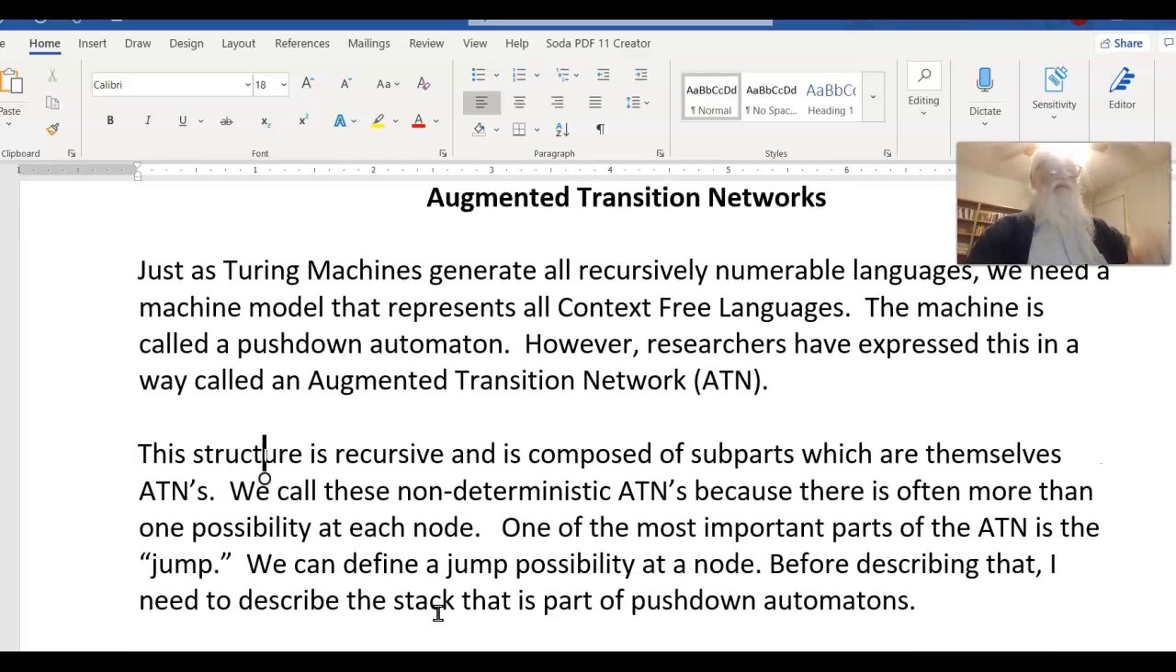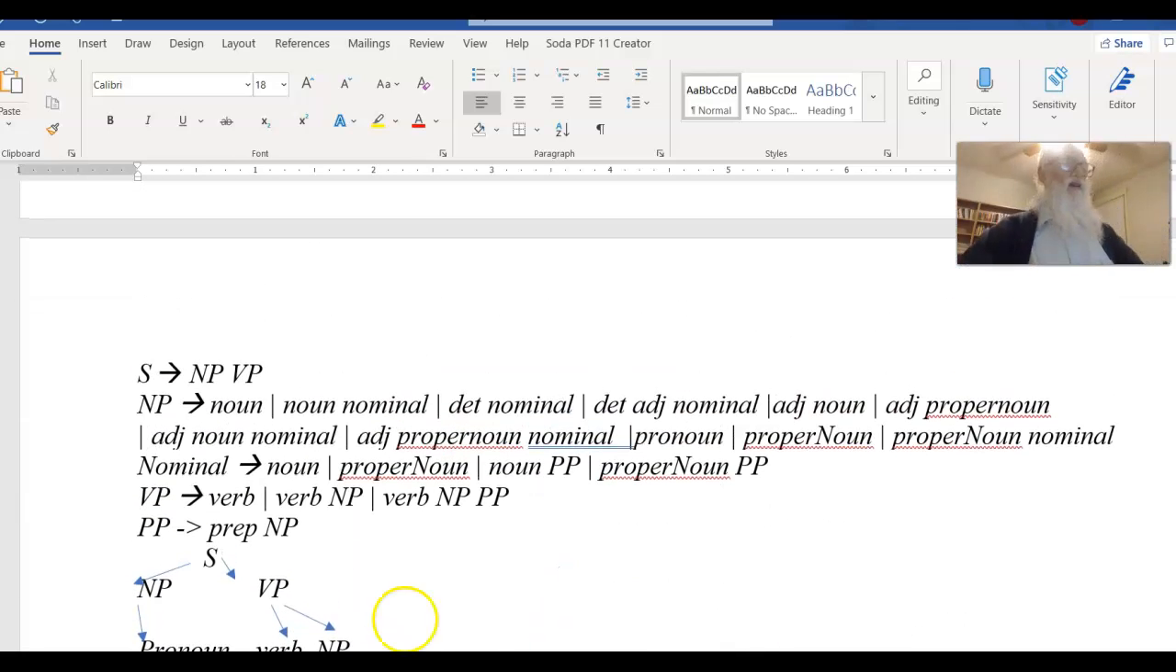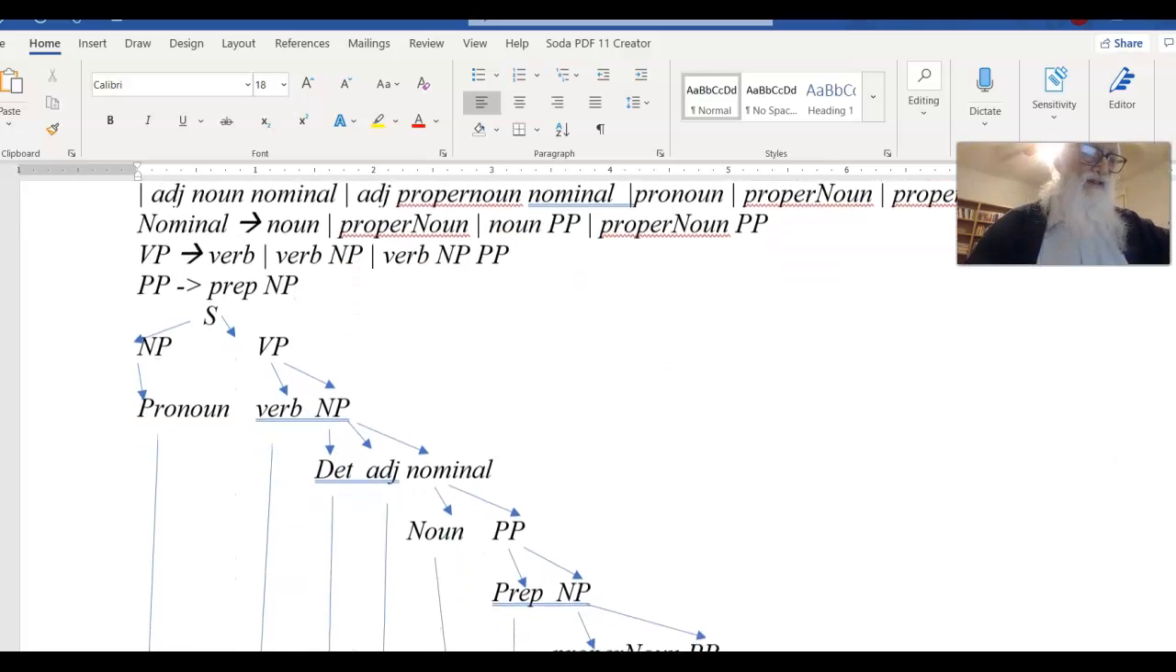First of all, you've got to remember that the augmented transition network is incredibly recursive. I'll show you why from up here. S goes to noun part and verb part. Verb part goes to noun part. Noun part can go to PP. We got a PP here. We got one here. They're all over the place. You'd have to write a lot of recursion for this.